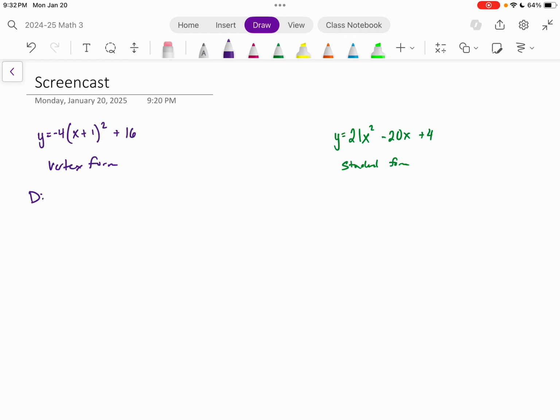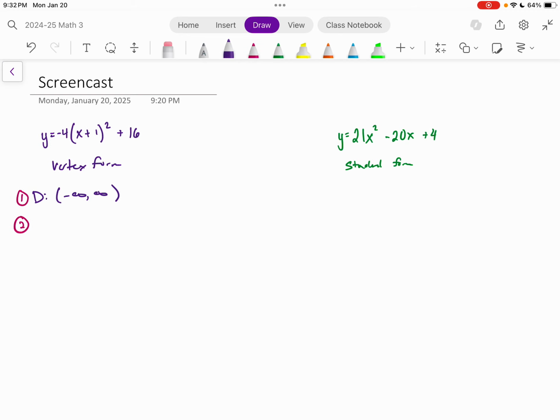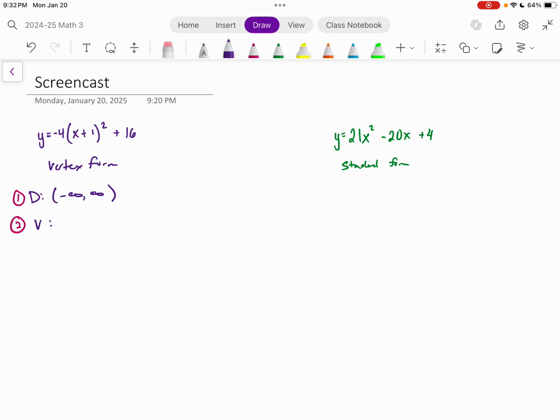Obviously our first bet is to say that we have the domain as negative infinity to positive infinity. That's the easy thing to say. So that's our first one here. And then our second one, also very easy in vertex form, is just read the vertex out. Remember, we have to switch those coordinates for x, so it's -1, not +1, and then +16 for the y coordinate.